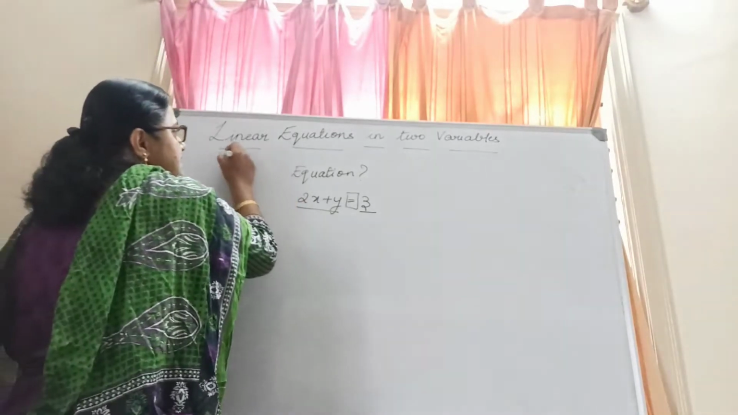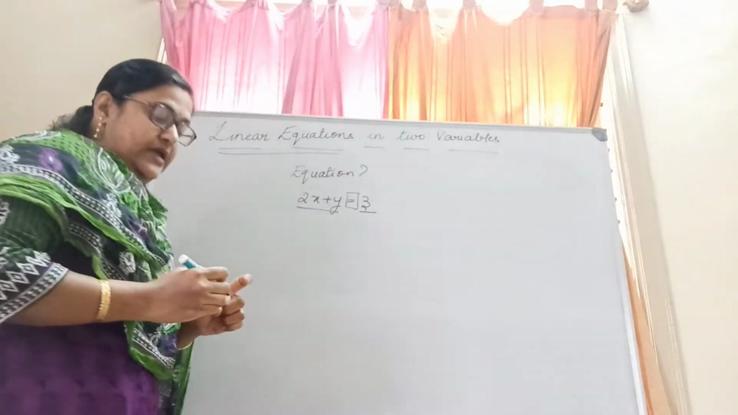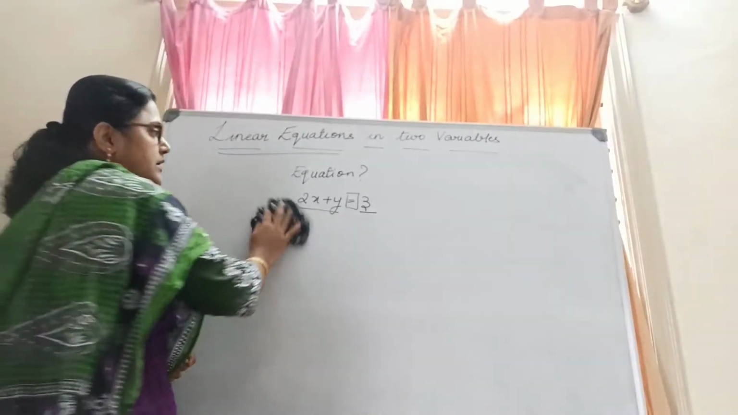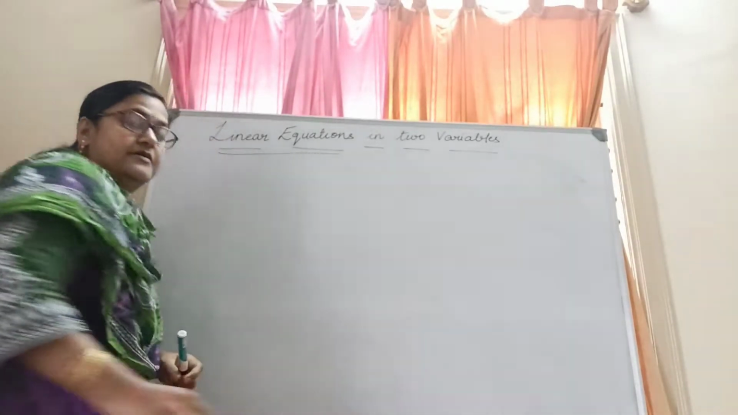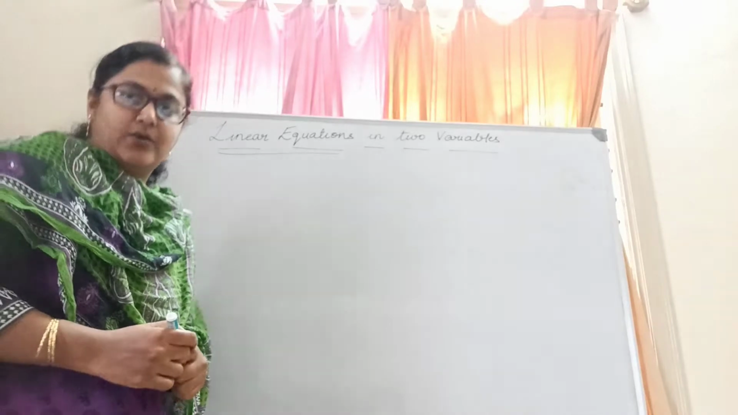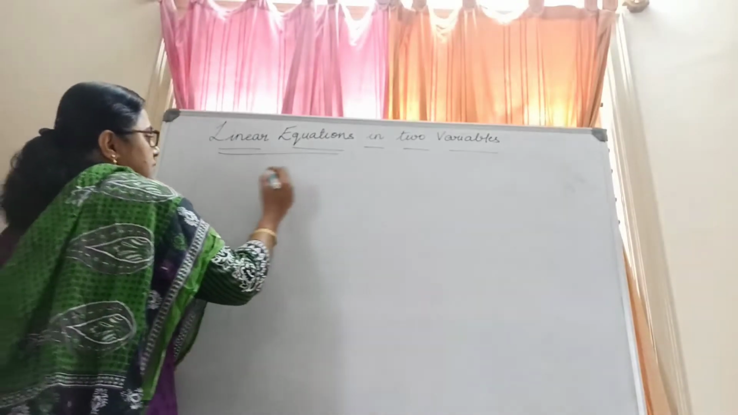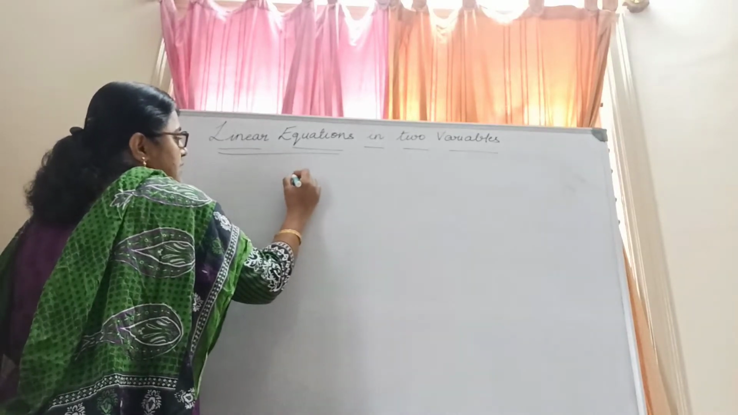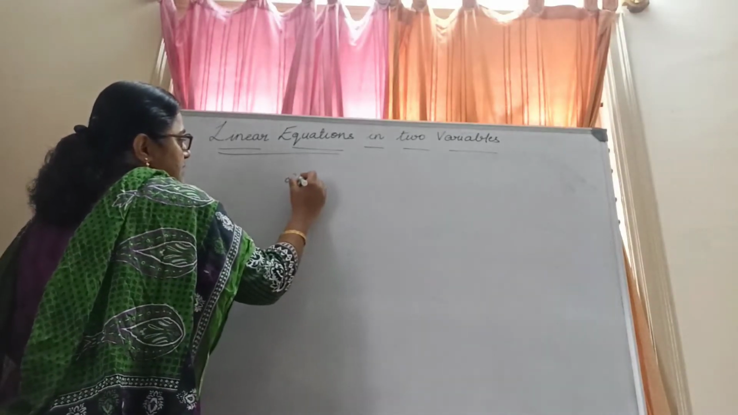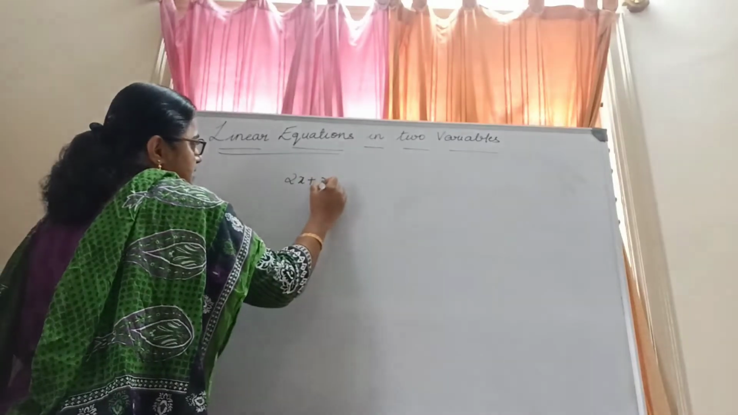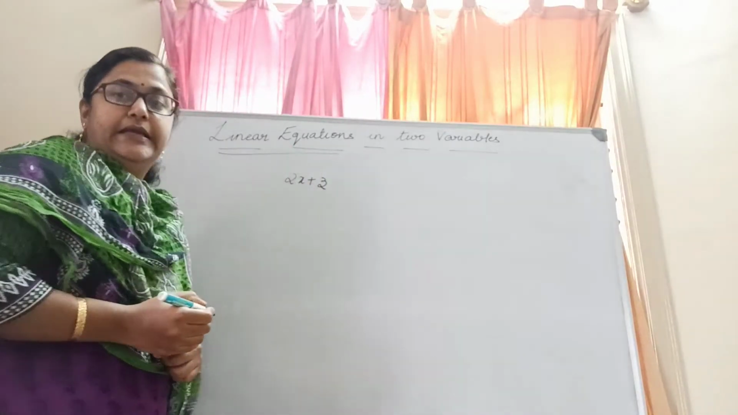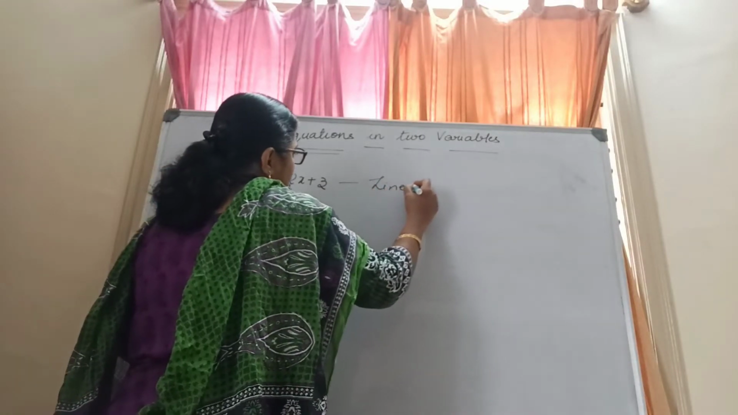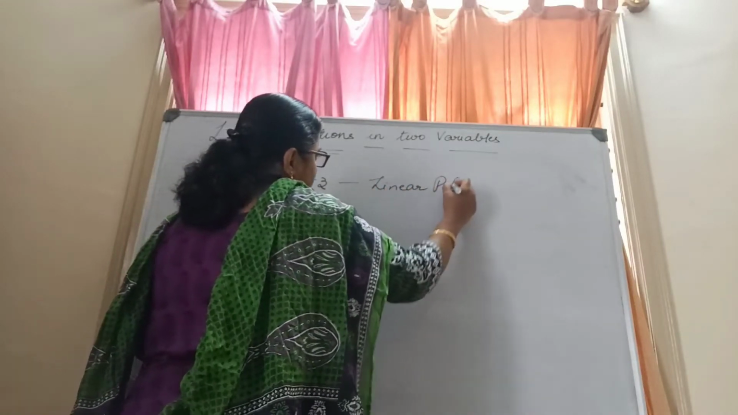Now, what is a linear equation? You have already heard of the word linear in your earlier classes, right? So let us discuss what a linear equation is. Any polynomial of the form, say 2x plus 3, is a linear polynomial. You all know what a polynomial is.